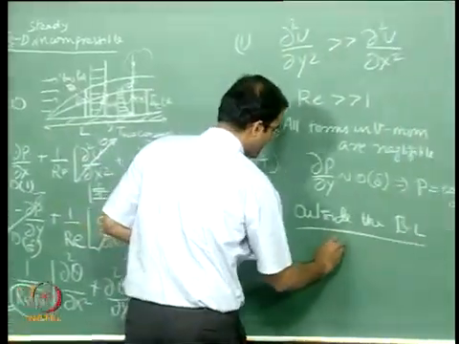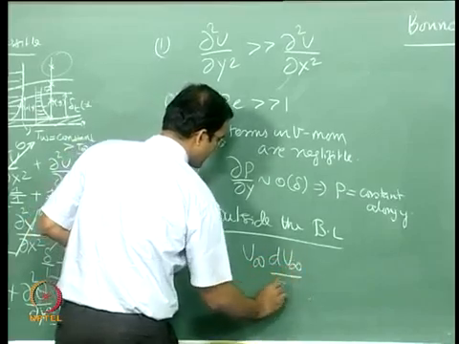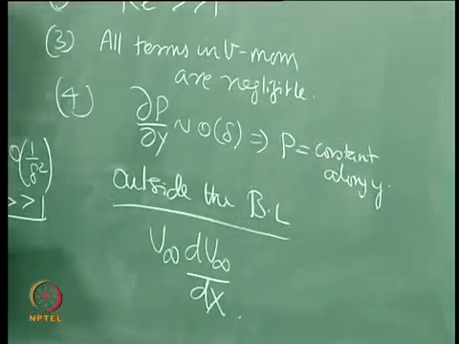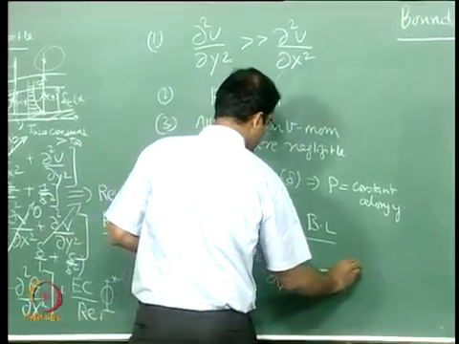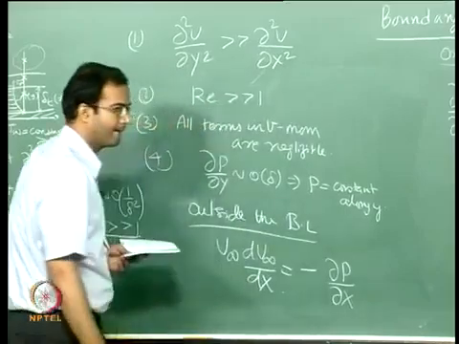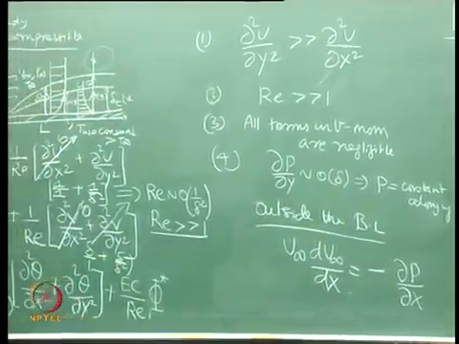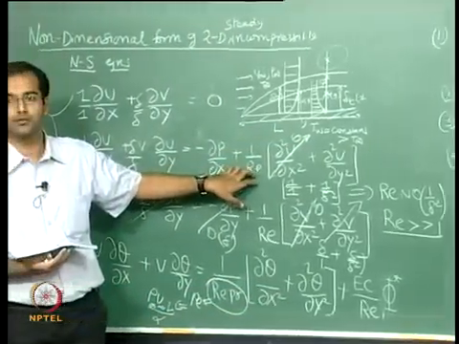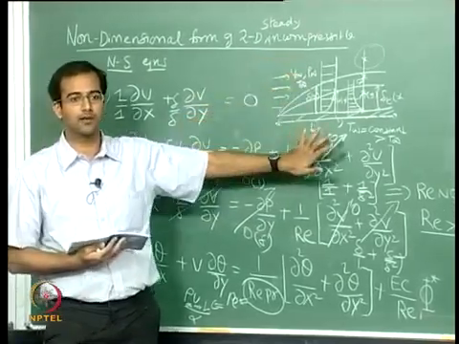One is your inertia term, u infinity du infinity by dx. Of course your u is nothing but u infinity outside. That should be equal to minus 1 by rho dp by dx. See, all of the other terms are nothing but your viscous effects. So if your viscous effects are negligible outside in the free stream, you can safely neglect all of these.